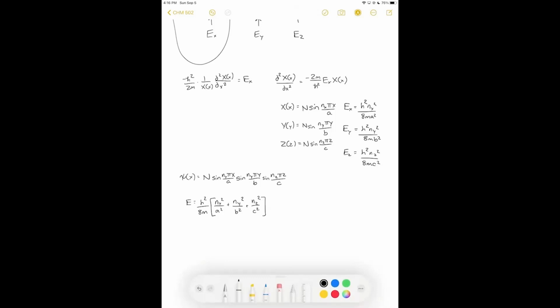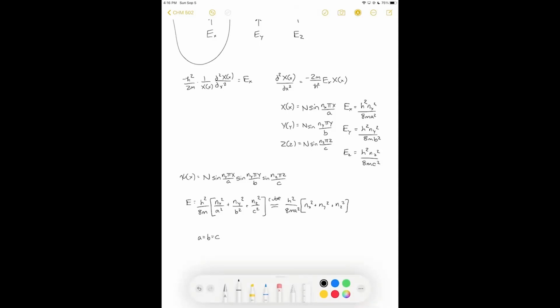Now, often what we're going to have is a cube. And if we have a cube, a equals b equals c, because we have a cube. And then this will simplify into h squared over 8ma squared, and all we have in the brackets are n_x squared plus n_y squared plus n_z squared, if we have a cube. If we have a rectangular prism, of course, that won't work, but often we'll consider a cube.